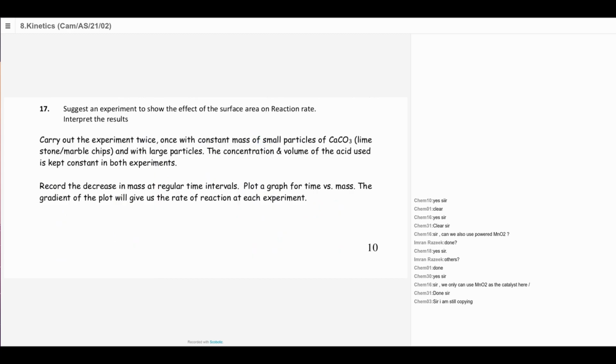You can copy this. For the next question, question 16, carry out the reaction between a constant mass of excess magnesium metal. We use excess magnesium to ensure that all of the hydrochloric acid reacts. Use a constant volume of two different concentrations of hydrochloric acid. Each time carry out the experiment with one concentration. Record the volume of hydrogen gas liberated at regular time intervals. Plot a graph of time versus volume of hydrogen produced. The gradient of the plot will give the rate of the reaction in each experiment.